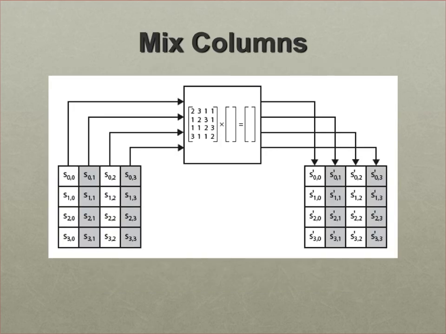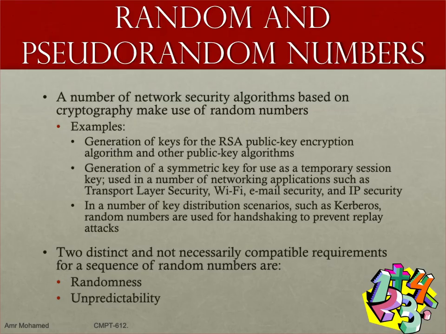Mix column here is nothing but matrix multiplication. So this is the state matrix. We multiply it by a fixed matrix. This matrix is fixed. And the result will be another state matrix. Steps are very, very simple. The effect of this step on the strength, that's another story.